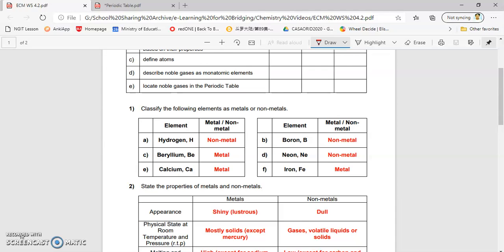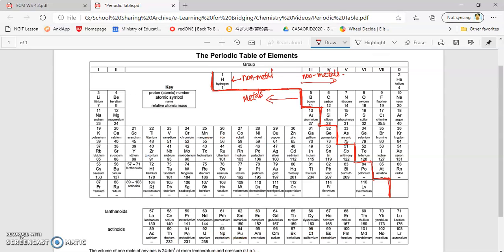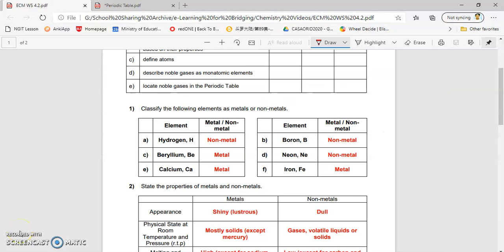Boron, neon. Okay, where's boron and neon? Boron is over here. Neon is over here. So you can see it's on the right-hand side of the staircase line, right-hand side. So that's why it's a non-metal. Let's go back here. Okay, so let's carry on now.